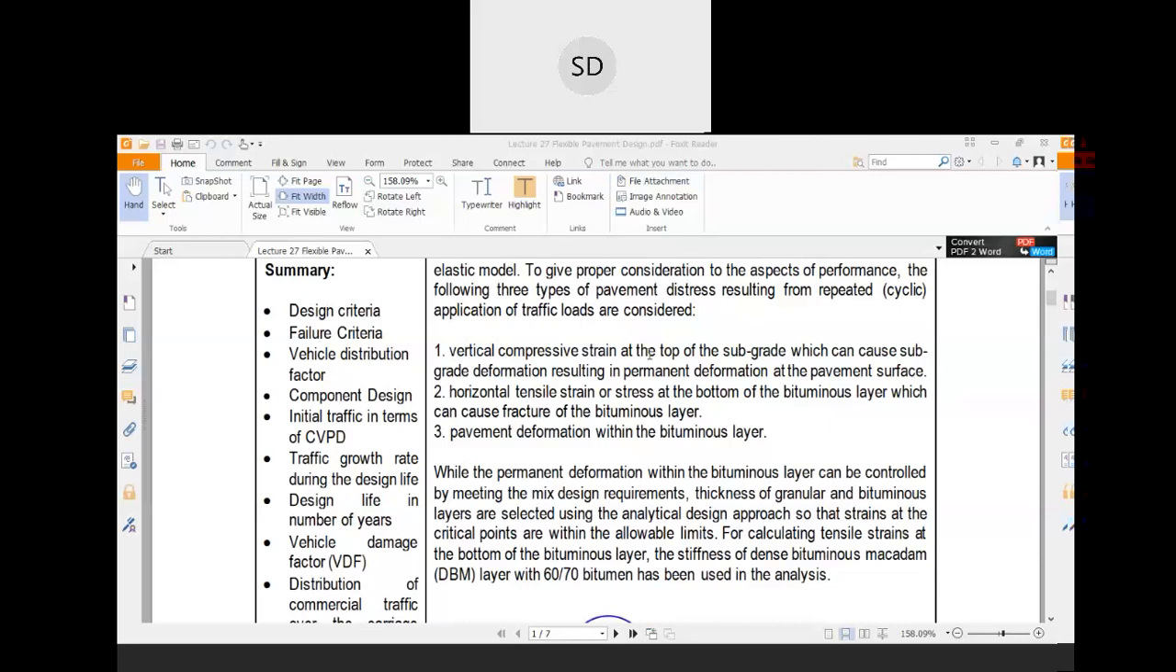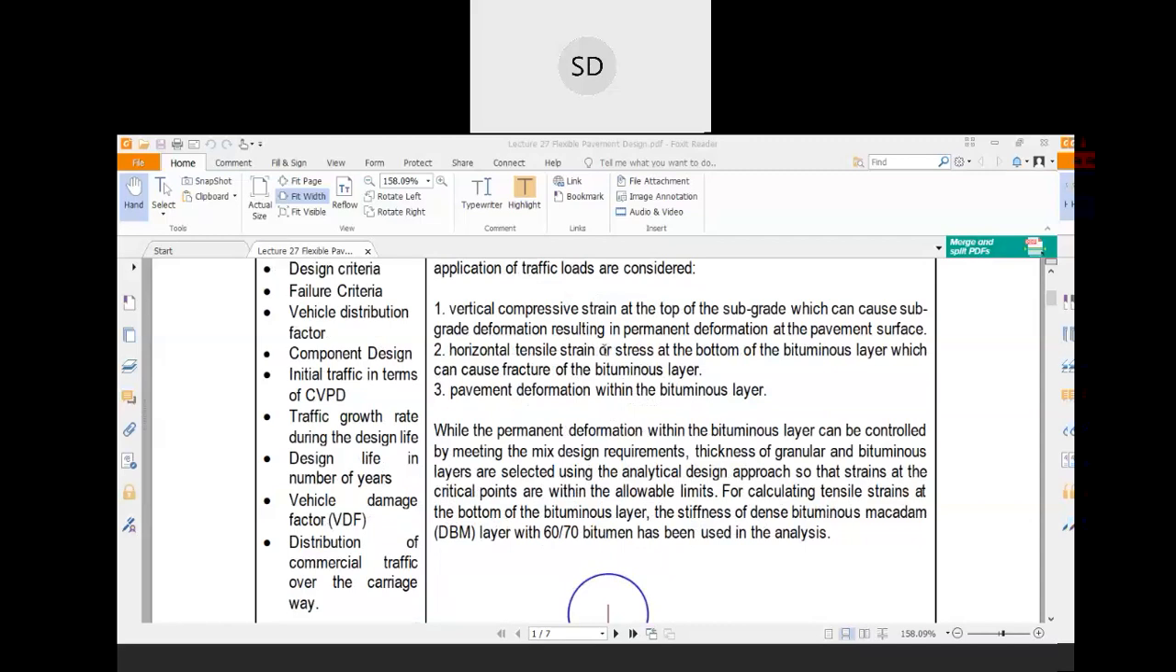Now, vertical compressive strain at the top of the subgrade can cause subgrade deformation, resulting in permanent deformation at the pavement surface. Because of the action of this cyclic or repeated load, some vertical compressive strain will be generated and some tensile strain will be generated. Because of this compressive strain, some deformation will occur, and that is permanent deformation, which we will discuss later on, and which is generally called rutting failure.